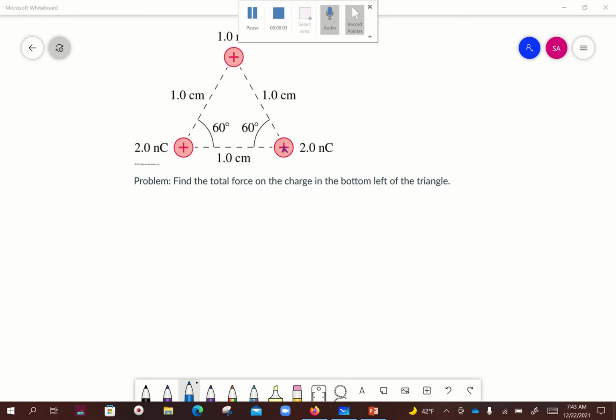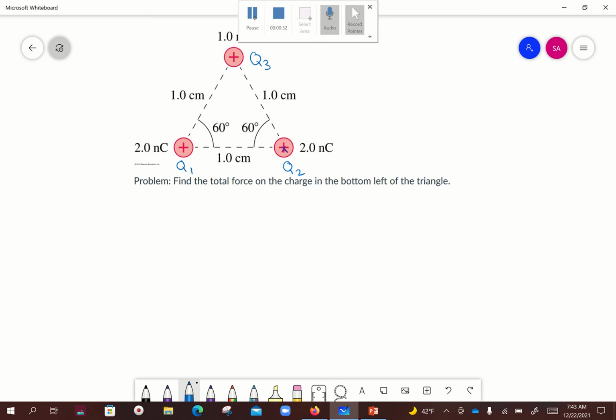Okay, so I want to do the solution for today's in-class problem in which we found the total force on the charge in the bottom left-hand side of this equilateral triangle. So let's number these Q1, Q2, and Q3, so we know what we're referring to. Remember our rules: first draw the arrows, then find the forces, then find the components, and then add them.